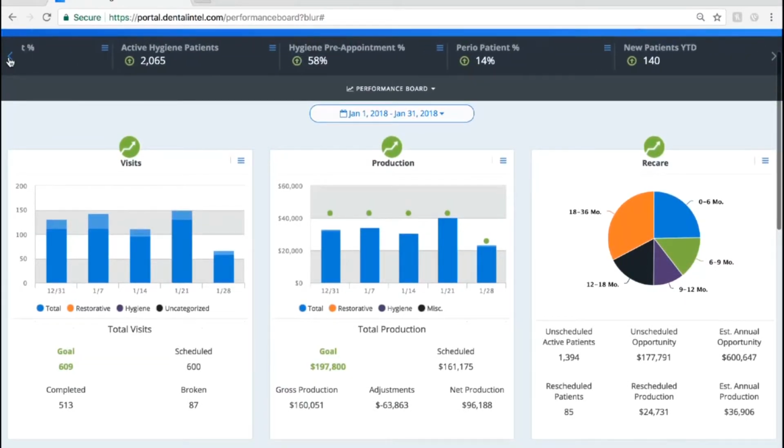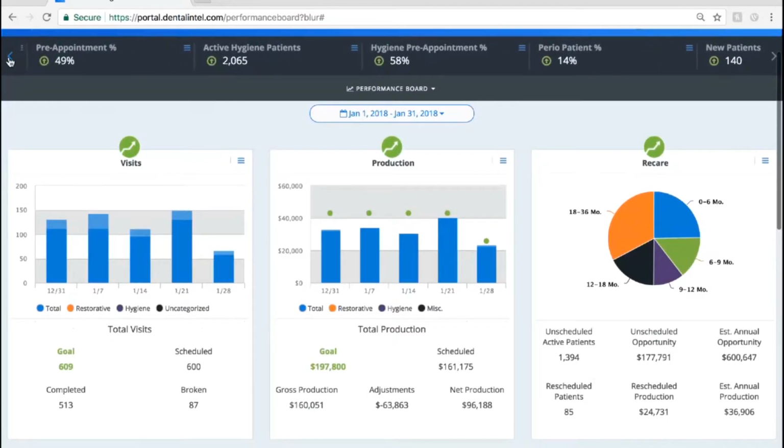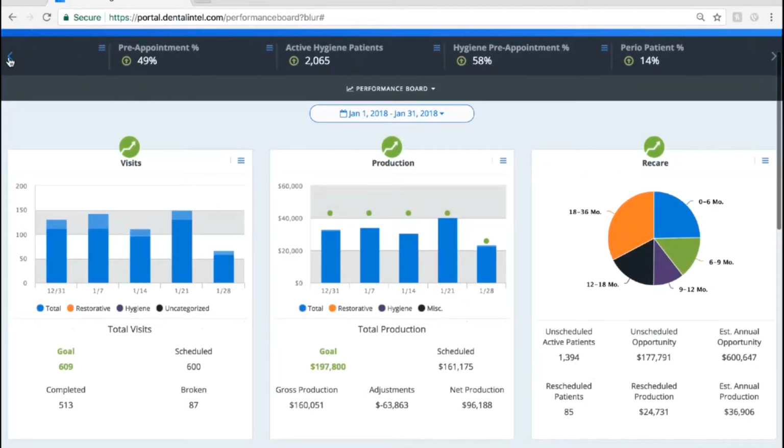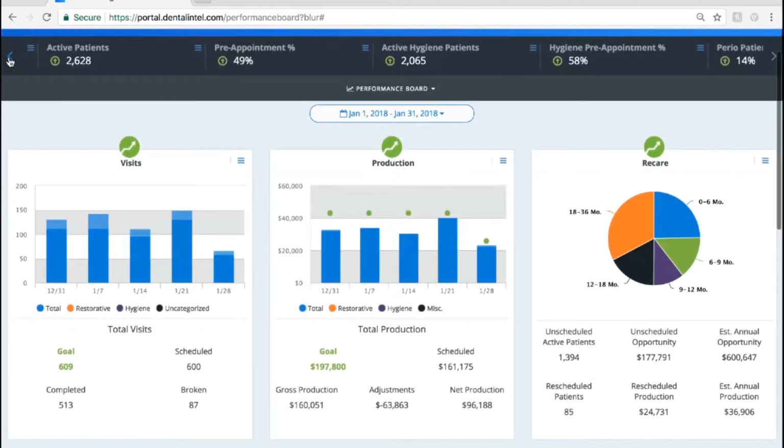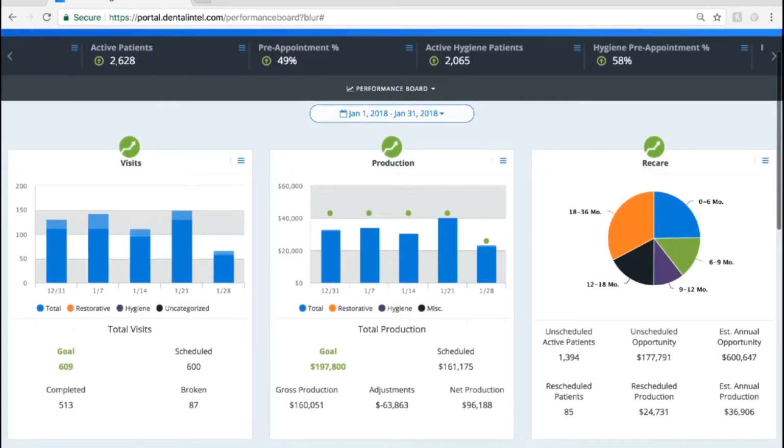Out of our active patients that we have in this office, which was what, 2,600, excuse me, 2,600. Okay. There are almost 1,400 patients with zero appointments. Not just not a hygiene appointment. They have no appointments. There are that many patients that don't have a future appointment. And that was back in January.